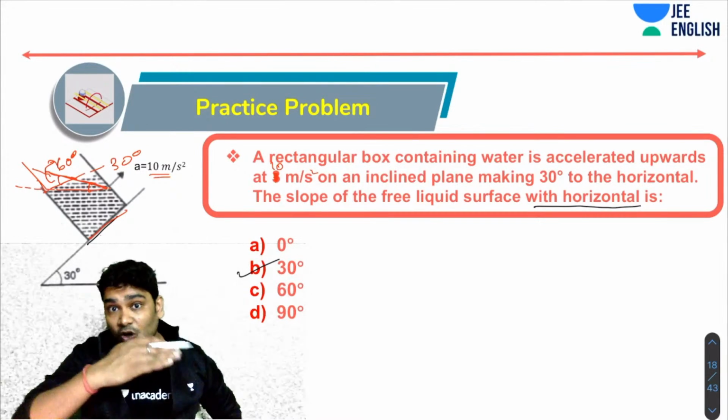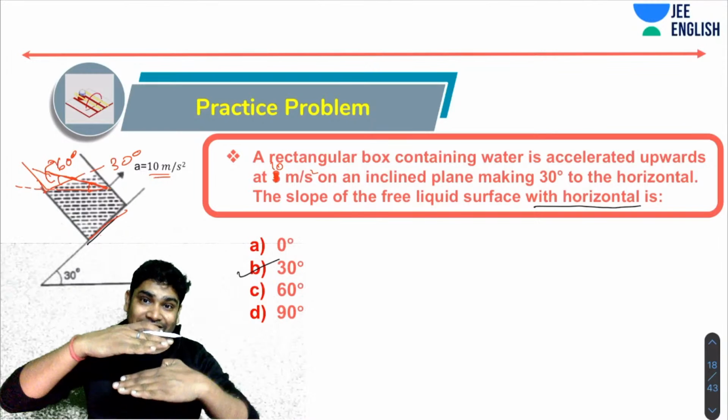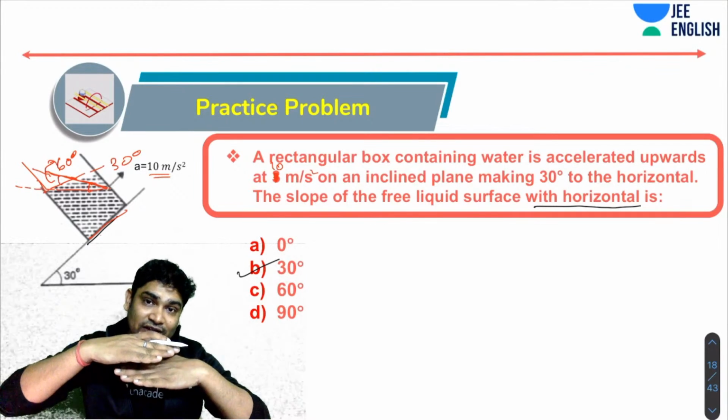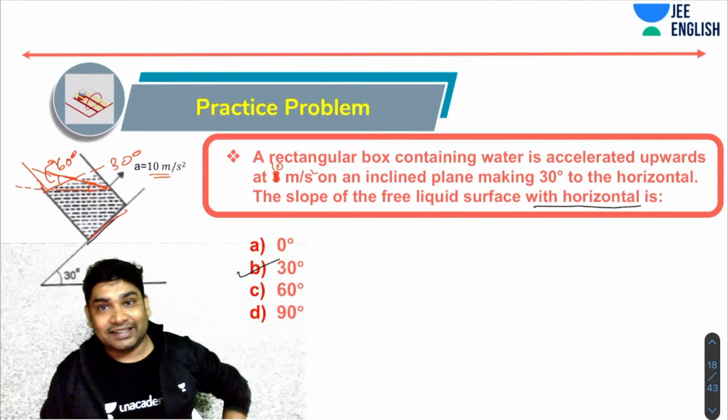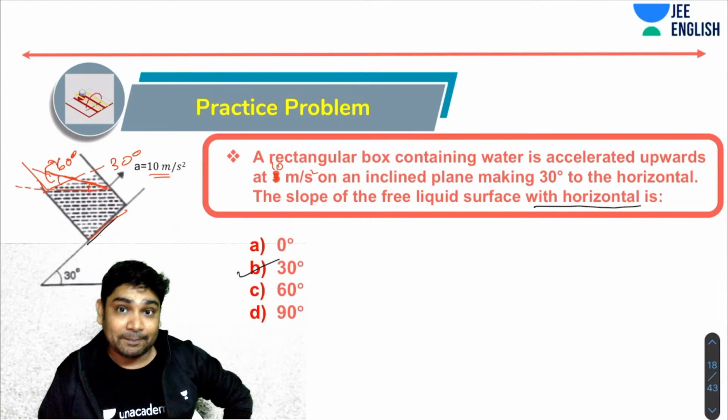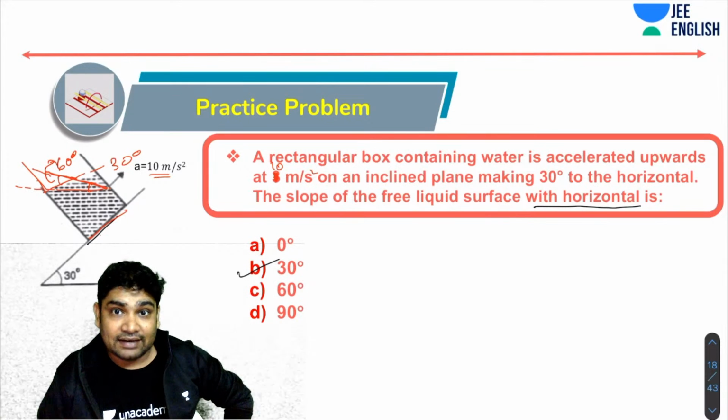Now, even if it was horizontal, then it would be making an angle of 30 with the incline, right? Now it is tilting more by 30. So with the incline, it will make 60. Now, that is what I said. Okay, I hope that is clear.